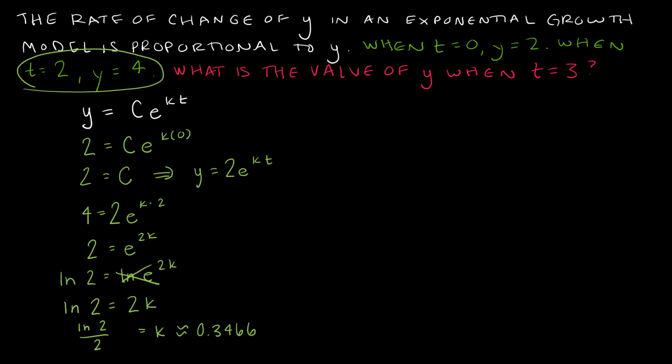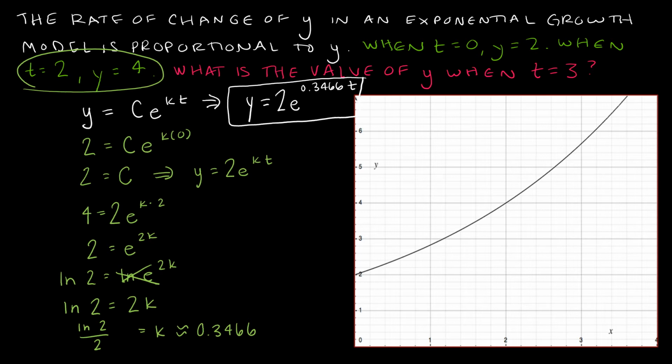So I still haven't answered that part in pink, but what I have done is I've been able to write the model as y is equal to 2e to the 0.3466t, or you can leave it as the natural log of 2 over 2, depending on the situation, if you need to be very precise. So here's the model. Now notice they didn't explicitly ask for the model, but you should find the model if you're then going to continue to the part in pink where it says what's the value of y when t is 3.